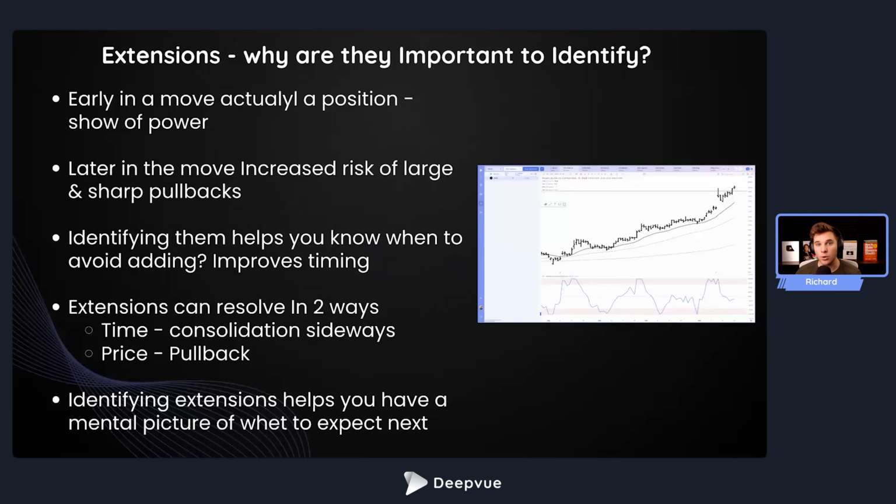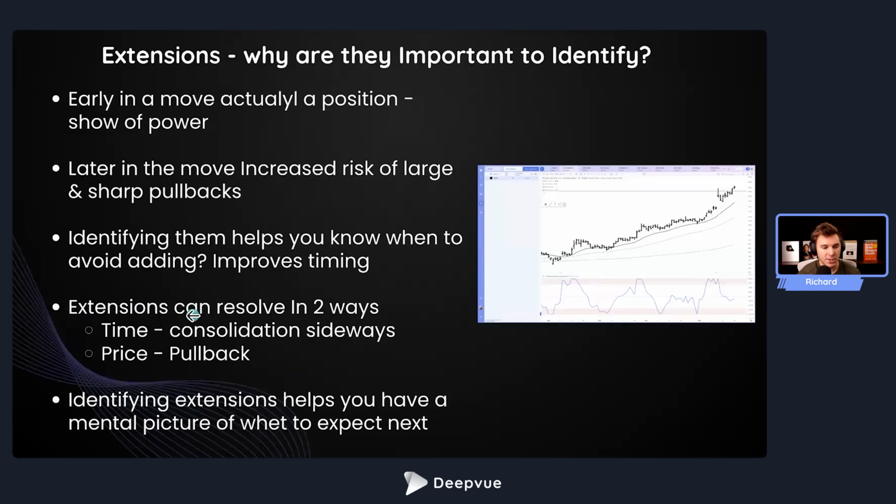And why? Because they weren't entering from a contraction. They were entering as a stock had already expanded. It was extended from the moving average and it was powerful, but their timing was just a little bit off. So knowing when a stock is extended is really helpful for timing your adds, timing your initial entries.